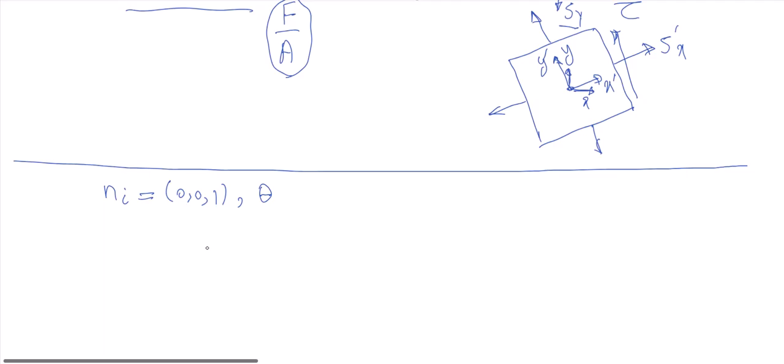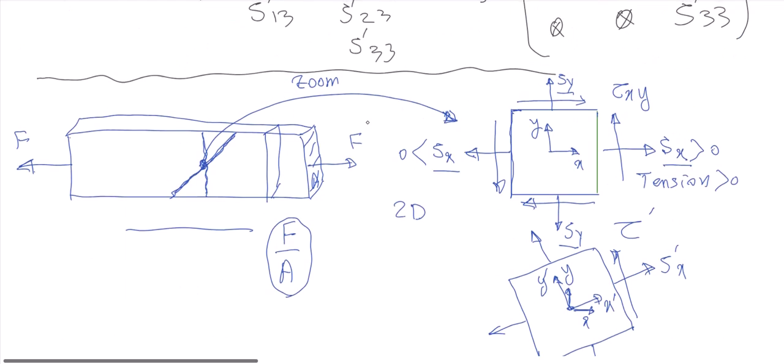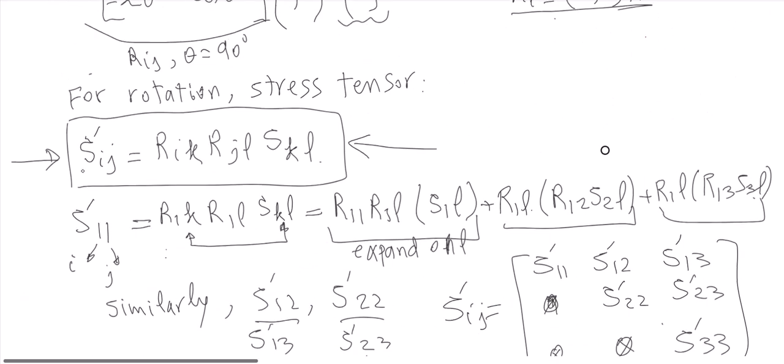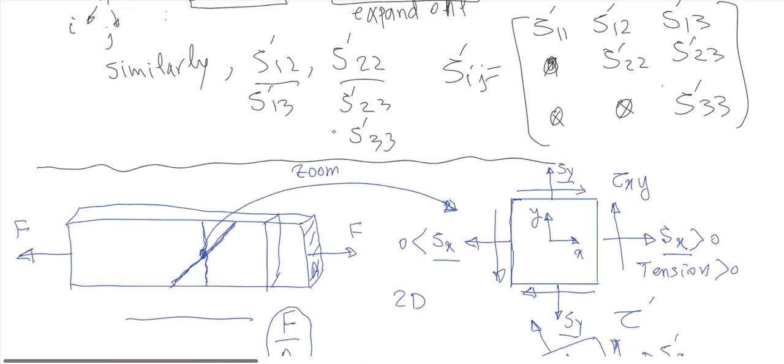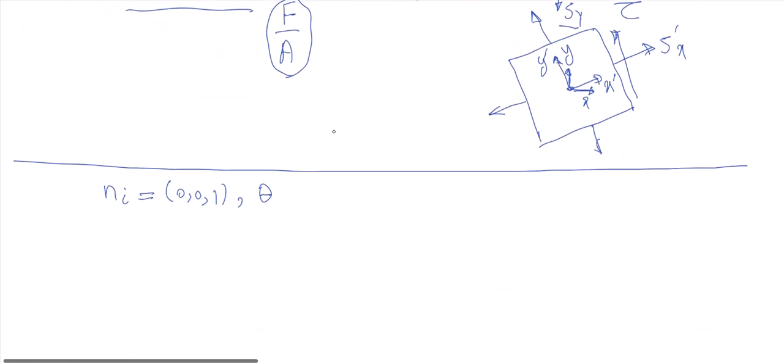And then I use the explanation that I gave you here. I use this formula to find the components of my rotated one. Obviously here i goes from 1 to 2, j goes from 1 to 2 because it is 2D, and k and n also go from 1 to 2. So I will not have any term which has a third order.